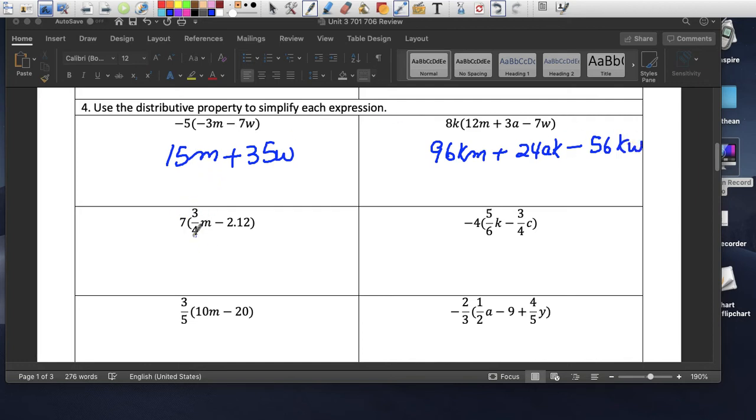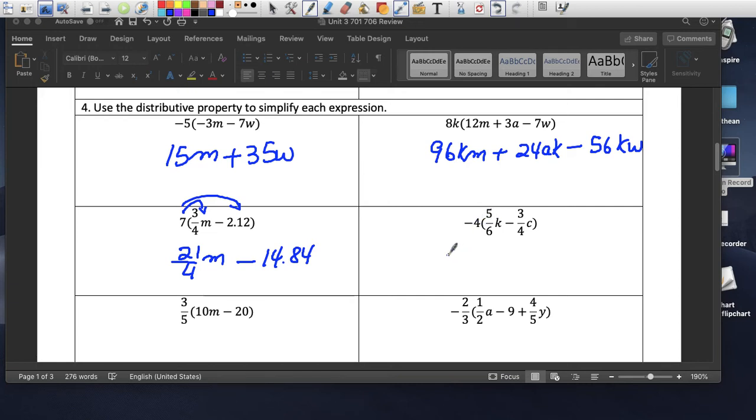7 times 3/4, well, we can put this 7 over 1 if you like, right? So 7 times 3 is 21 over 4. I'd leave it like this. I don't need to change it to a mixed number. And then, so we did this, and now we got to do that. And 7 times 2.12 is going to be 14. 7 times 12 is 84. Can we combine these two? No, we can't. So that's pretty much it.